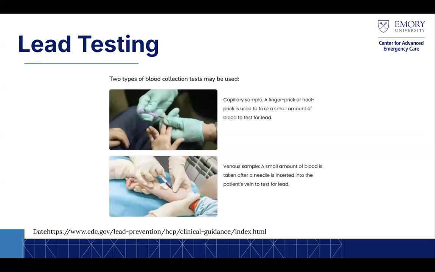Screening usually starts with a capillary blood test, a simple finger stick sample. However, if the result is equal to or greater than 3.5 micrograms per deciliter, guidelines require confirmation with a venous sample, since surface contamination can falsely elevate capillary readings. If a venous sample was already drawn for the initial test, clinicians can skip the repeat and move directly to confirmation and management. The take-home point: capillary tests are used for screening, but venous tests are the diagnostic gold standard.